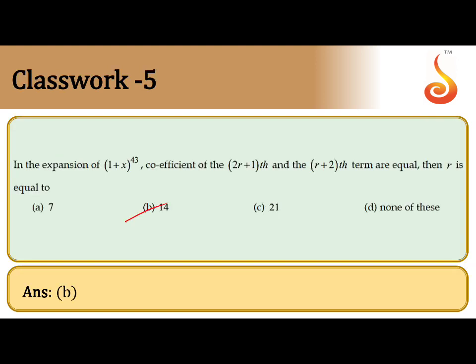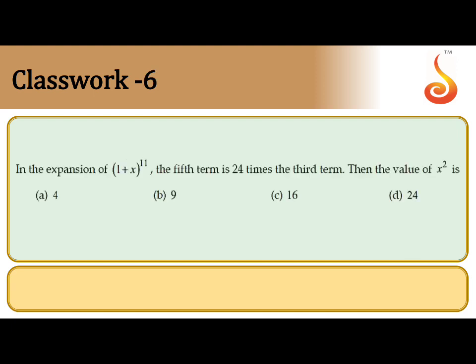Answer 15. So in the expansion of (1 plus x) whole power 11, the fifth term is 24 times the third term. What is the value of x square? So fifth term T5 equal to 24 times T3. That is T(4+1) equal to 24 into T(2+1). T(4+1) means 11C4 into x power 4 equal to 24 into 11C2 into x square. That is the data here.